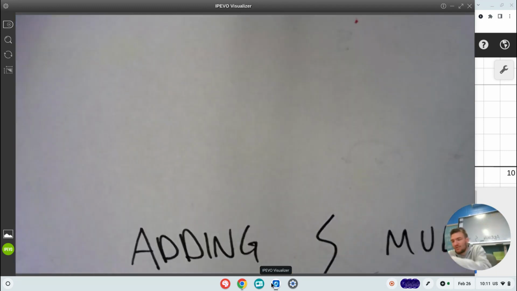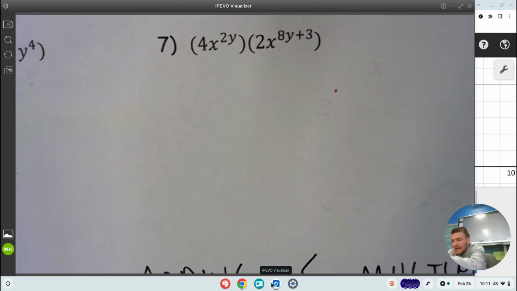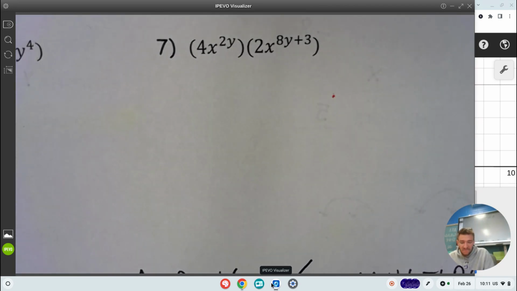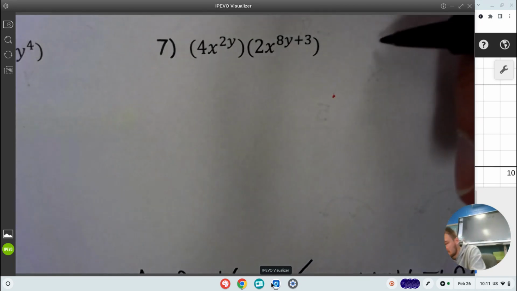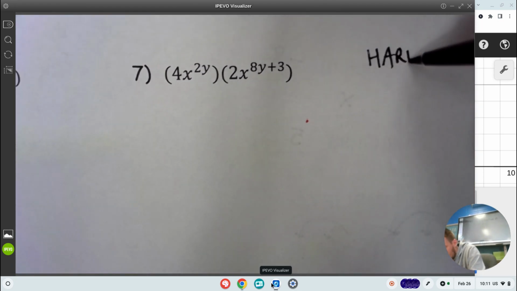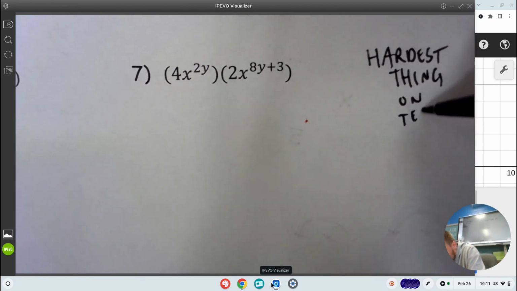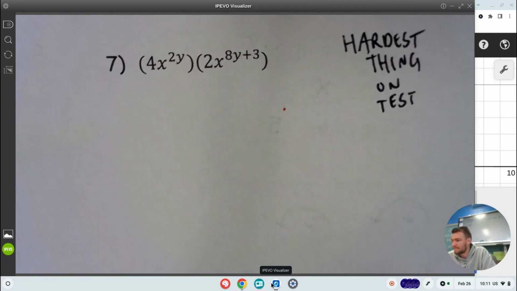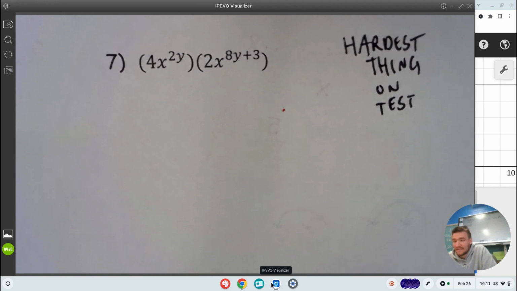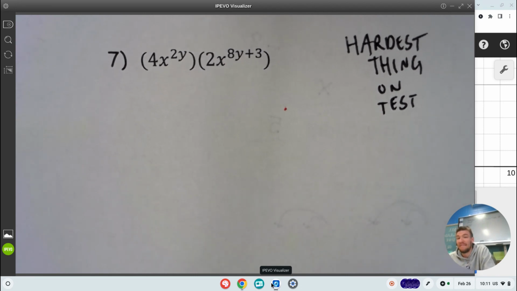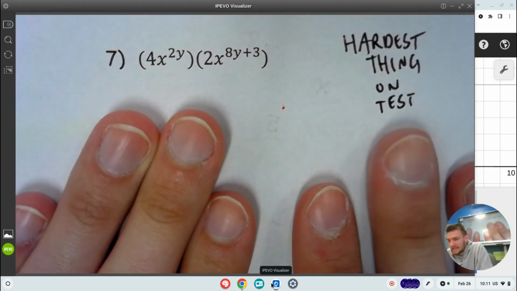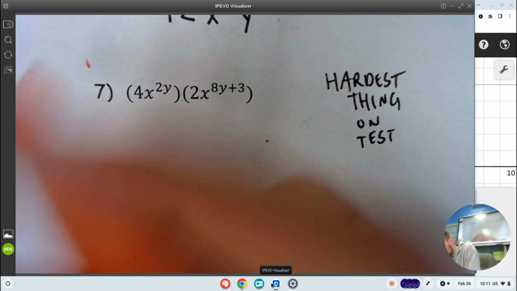Okay, now we're going to do question number 7. All right, I'll be honest with you, question number 7 is probably the hardest thing on the test. Okay? Now, I don't think that this is actually super hard, but this is something that students just always struggle with. So I'm being honest with you. Hardest thing on the test. Let's get a nice little box around this.